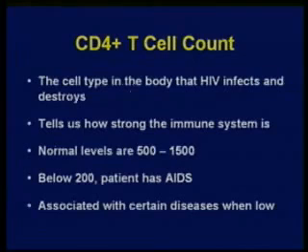So CD4 T cells, the cell type in the body that HIV infects and destroys, it tells us how strong the immune system is. Normal levels are 500 to 1500, and below 200 someone has AIDS. It's associated with certain diseases when low.